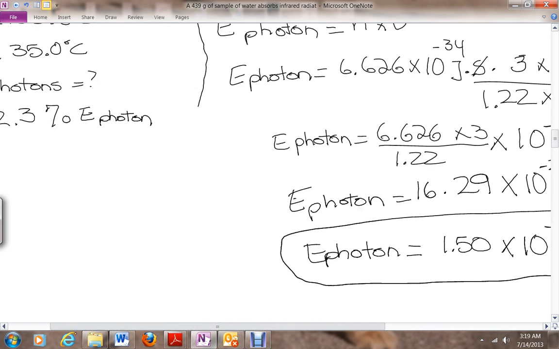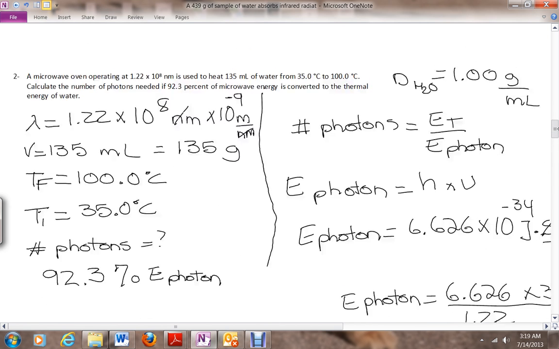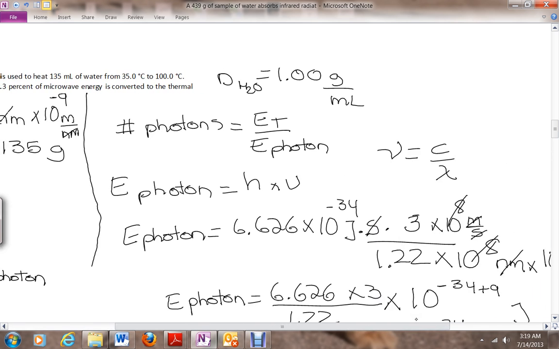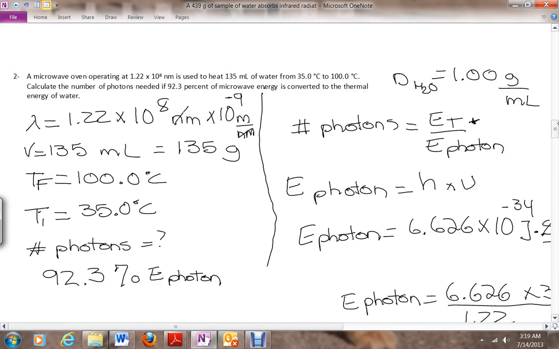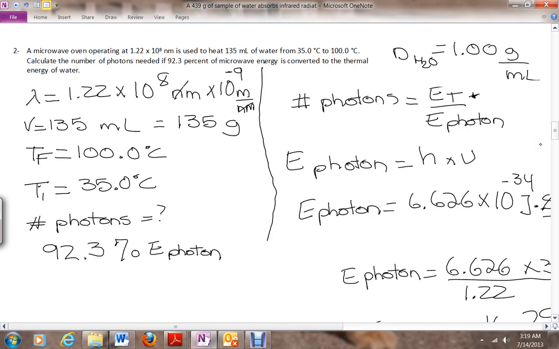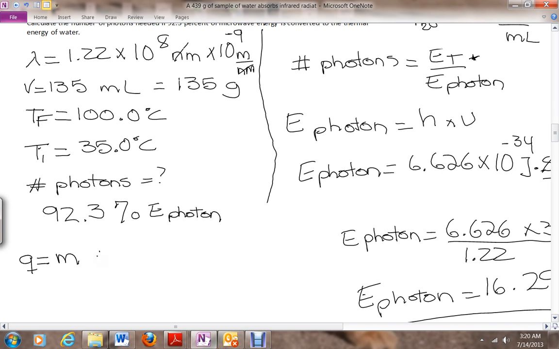So now let's go ahead and find out the number of photons. We still need to finish this little equation, remember, but we still need to find this. We found it on the prior problem with the Q. So Q equals the mass, which is 100, times the specific heat of water times delta T. And that's our little formula.